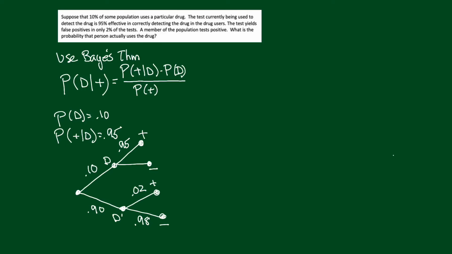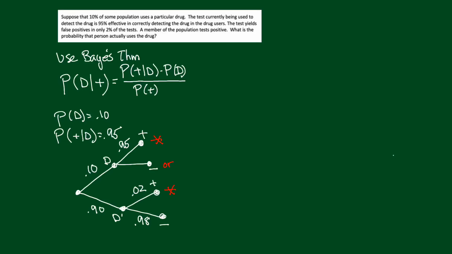Now what we're looking for is this denominator. That's getting a positive result. Well, look down here. How do you get a positive result? You could get it right here, right? You could get it right here, or you could get it right here, right? You could get the top one or this one.